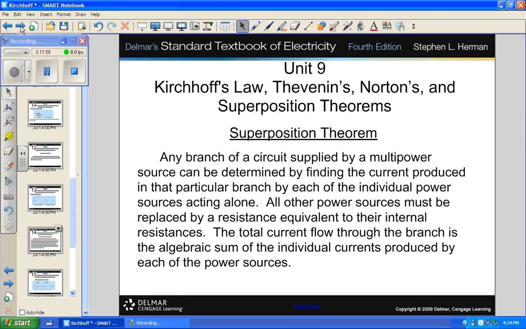Superposition. Any branch of a circuit supplied by a multi-power source can be determined by finding the current produced in that particular branch by each of the individual power sources acting alone. So when you're looking at two different batteries, for instance, that are hooked up opposing each other, going through a couple of loads, you might need to look at how much current is going to go each way individually to find out what's going on.